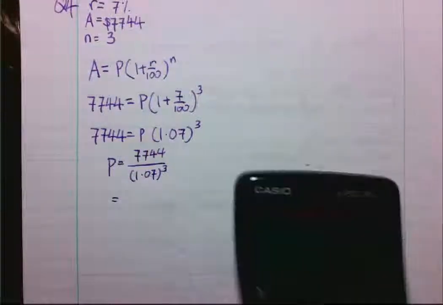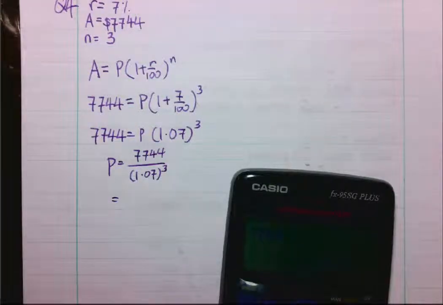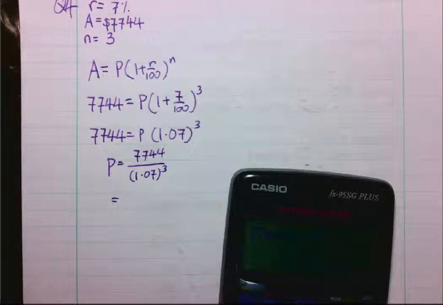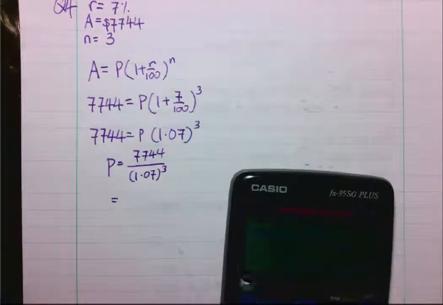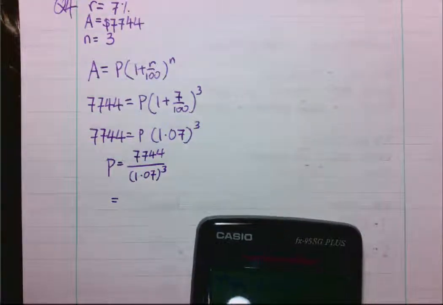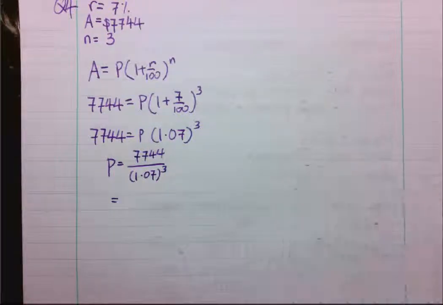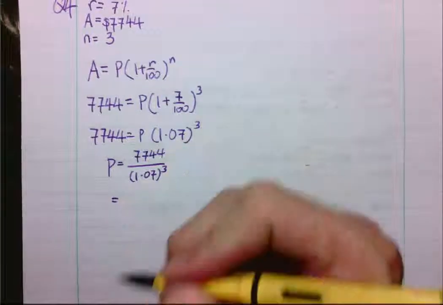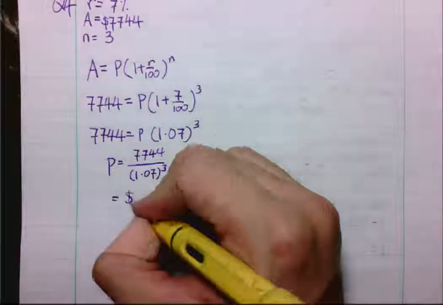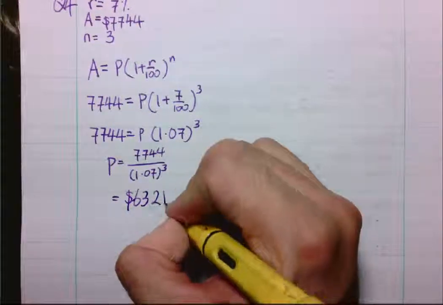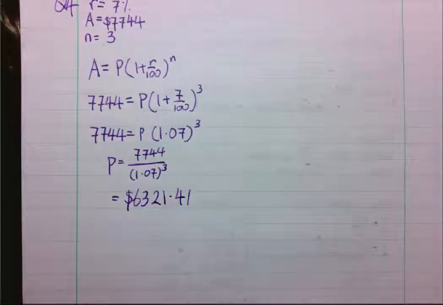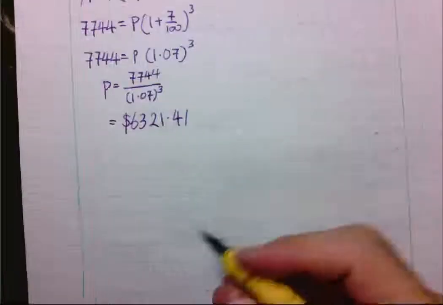And let's see what my principal amount is. 7744 divided by 1.07 cubed, and what I get is 6321.41. So my original amount is 6321.41. And that concludes question 4. Let's now do question 8.